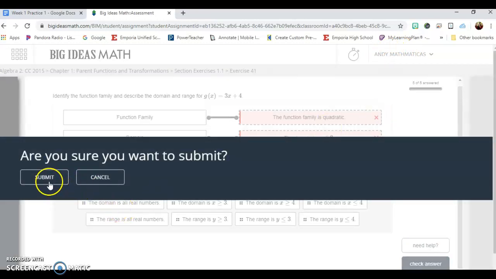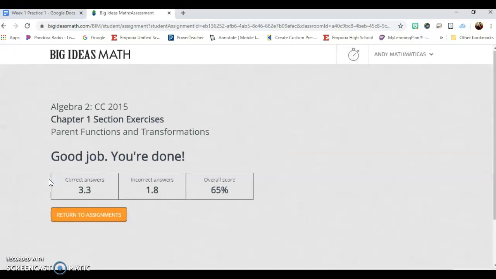Are you sure you want to submit? Yes, I'm sure. And then it tells me, hey, here's how many you got correct. Here's how many you got incorrect. Tells you your percentage of that assignment. And then I will get the data. Remember, assignments are based off of completion.